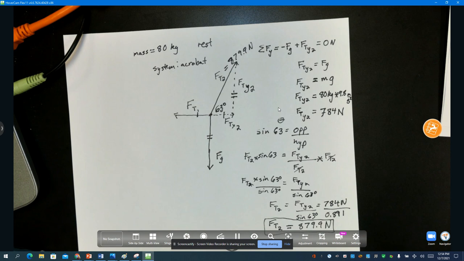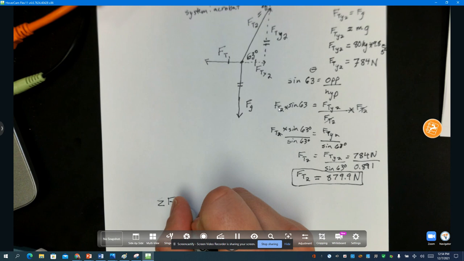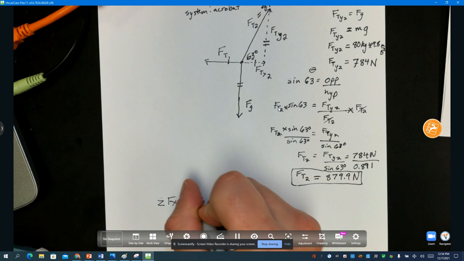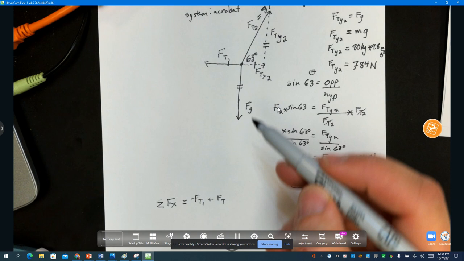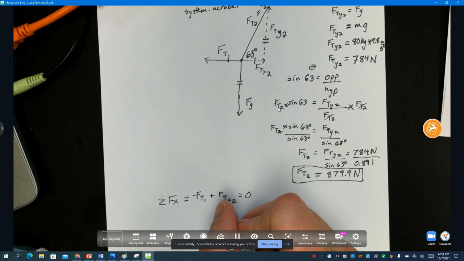So I know my overall force, and I want to know FT1. Well, to solve that, I have to figure out the forces in the x direction, which are going to be FT1, which is going to be negative, plus the horizontal component of FT2, FTX2. Again, they're going to equal zero because it's at rest. I solve for FTX2, which is equal to, I add this over to FT1.